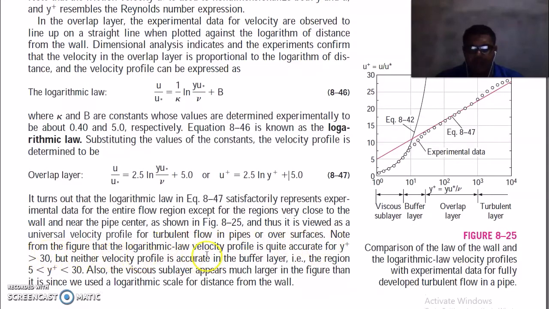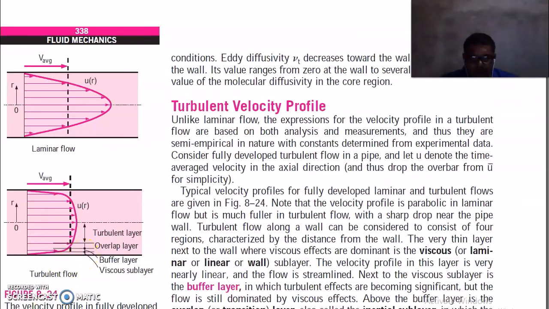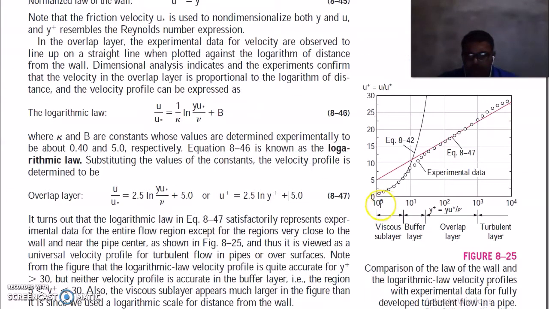Note from the figure that the logarithmic law velocity profile is quite accurate for y plus greater than 30, which is almost at this point. The region between 5 and 30 is the buffer layer. Also, the viscous sublayer appears much larger in the figure than it really is, since we used a logarithmic scale for distance from the wall. You can see this layer appears very large in the diagram, but in reality the viscous layer is very small. The reason is that we have used a logarithmic scale, expressed in terms of 10 raised to a power.